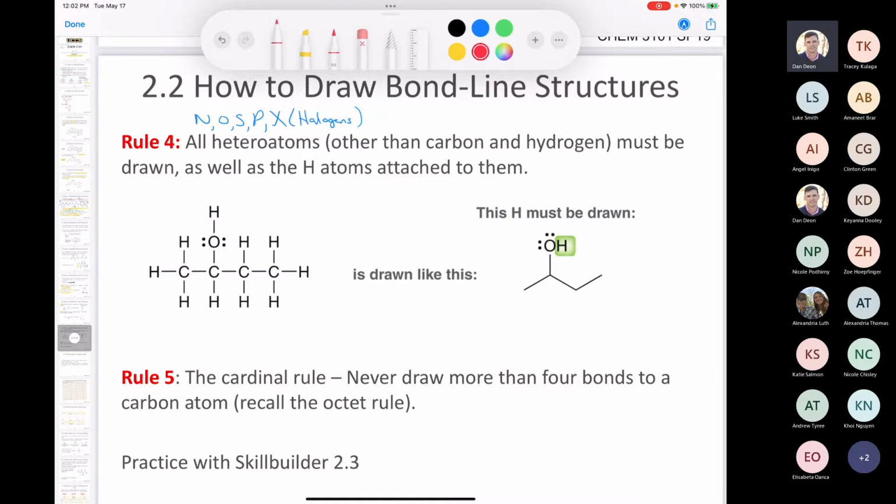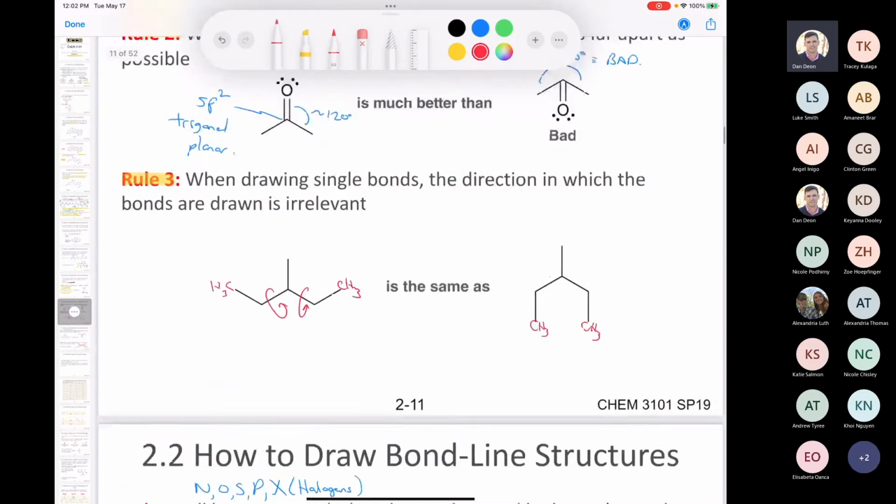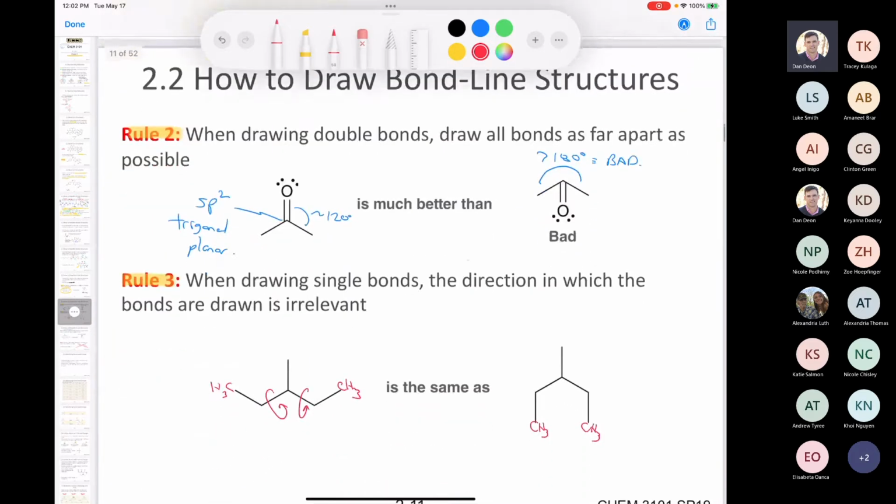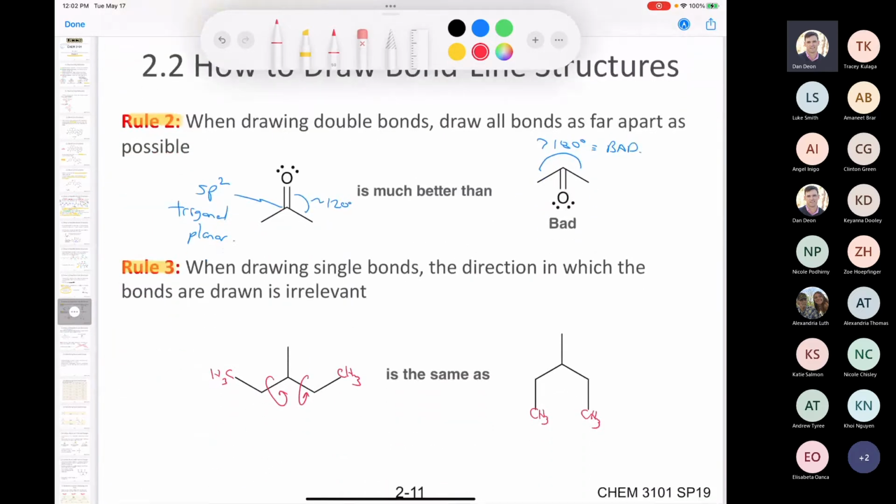If you ever draw a carbon with 5 bonds to it, like this, there's a joke in organic chemistry. We call that the Texas carbon, and that is a big no-no. You never draw 5 bonds to a carbon. It's impossible. So going back to rule 2, it just says that whatever bonds you have, you try to draw them as far apart from each other as possible.